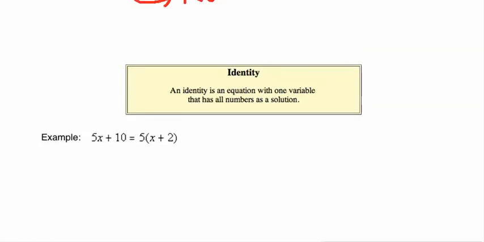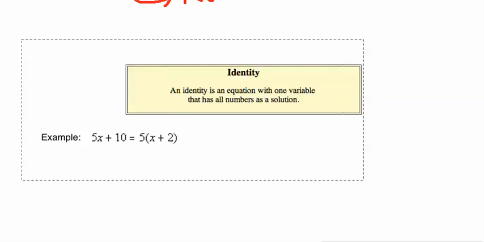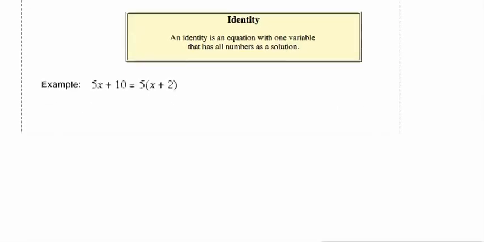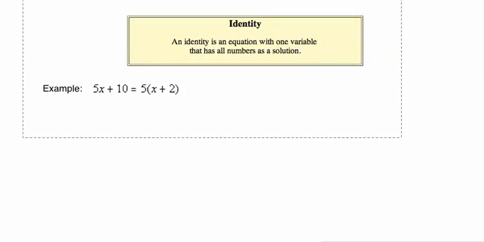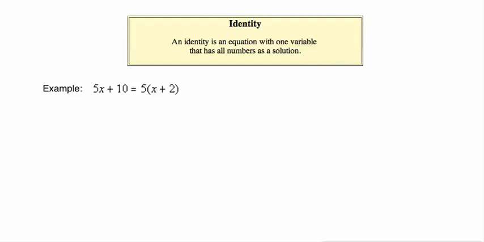Our second special case is the identity. Let me move this up just a little bit. An identity is when the variable ends up having all real solutions. Every number that exists is a solution for the equation. So let's look at this example.